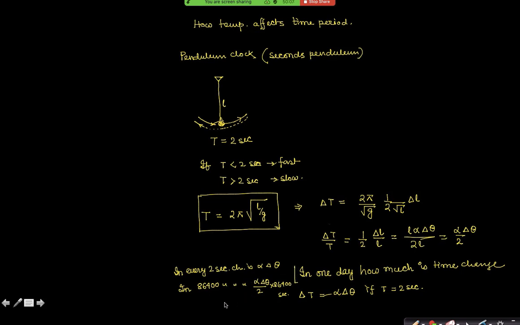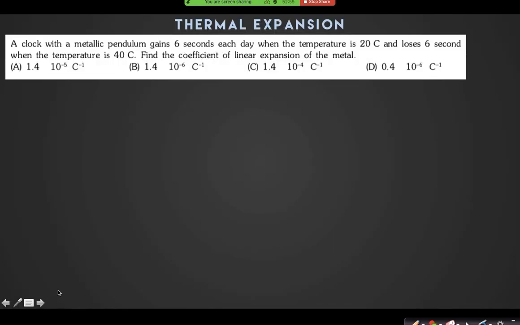Sir, please wait. This question says a clock with a metallic pendulum gains 6 seconds each day when temperature is 20 degrees and loses 6 seconds each day when temperature is 40 degrees Celsius. What is the coefficient of linear expansion of this metal?